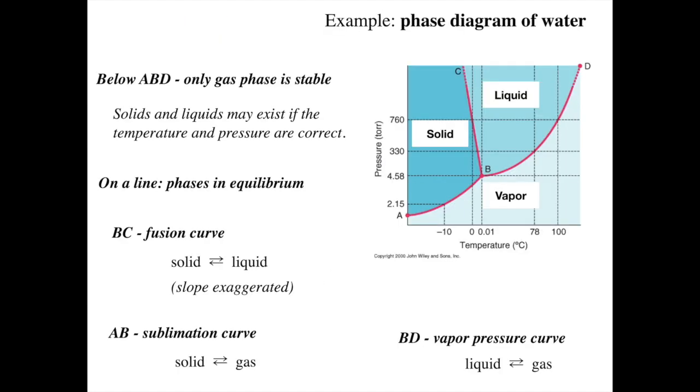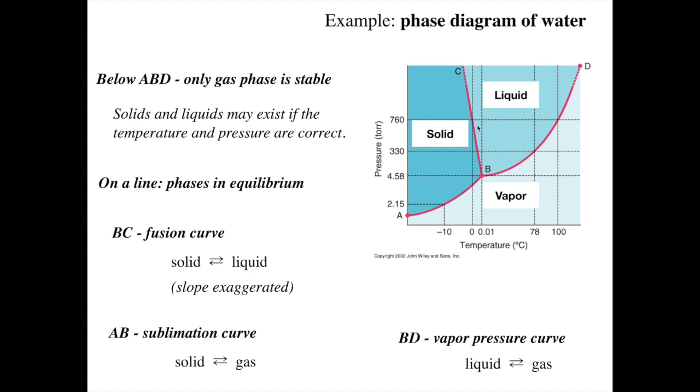When we look at a phase diagram, there are some things we should notice. Of course, we have these lines labeled A to B, B to C, and B to D. Above the line A to B to D, you can have a solid or liquid form of that substance. Below that line, the substance will be a gas or a vapor. If the system is right on a line, then the two phases are in equilibrium.